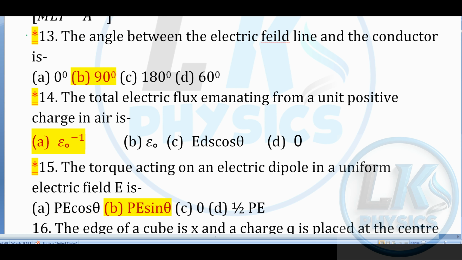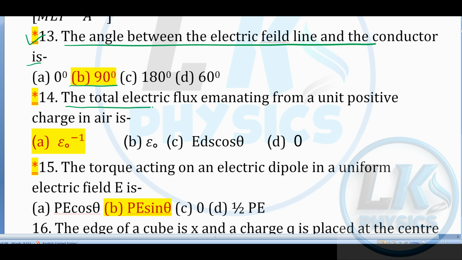Next one is question number 13. The angle between the electric field line and the conductor is. We note that electric field line is perpendicular to the conductor, hence the angle is 90 degree.